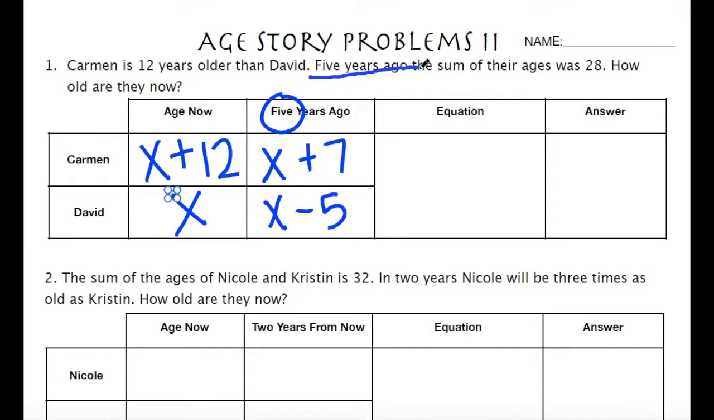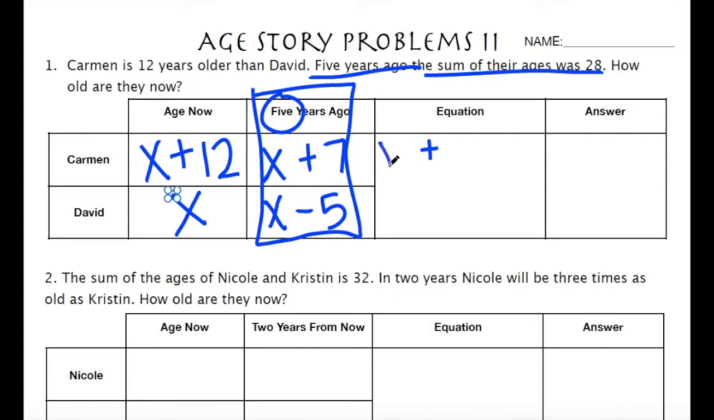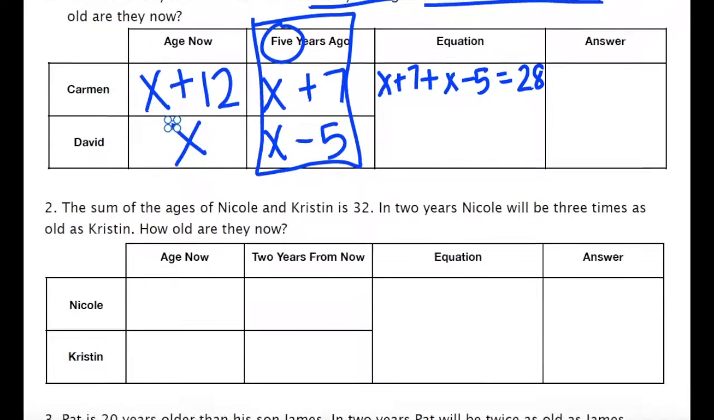Then it says 5 years ago. That means we're going to be using this data right here. It says the sum of their ages was 28. So the sum of their ages is going to be an addition problem. So we're going to take Carmen's age, x plus 7, plus David's age, x minus 5, and we're going to equal that to 28. And now you have an equation where you can combine like terms and then solve it.